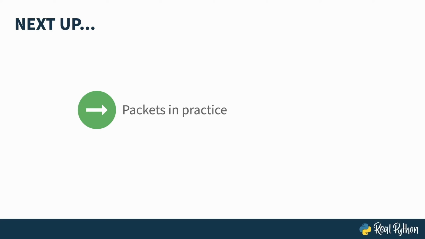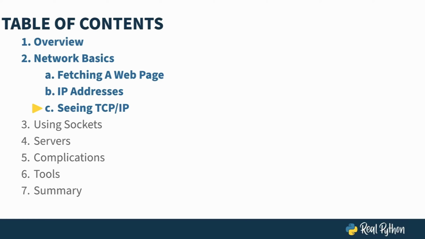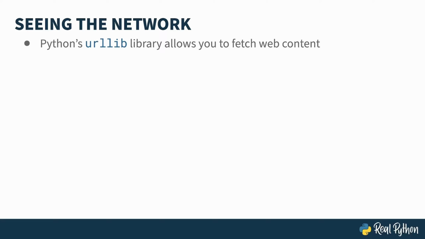In the previous lesson, I delved into IP addresses. In this lesson, I'll show you some actual TCP/IP traffic. To peek into what actually happens over a socket, I'm going to write a short program that fetches the home page from python.org. I'll be using the urllib module to connect to the server and get the page.